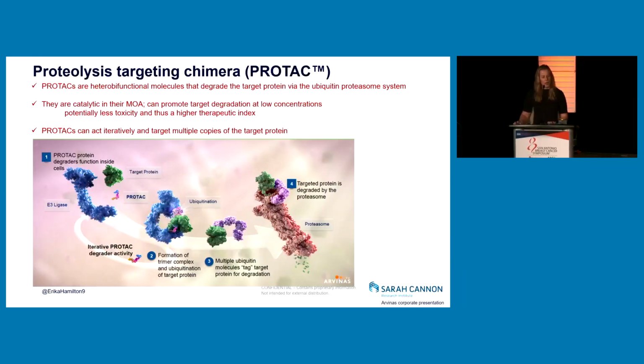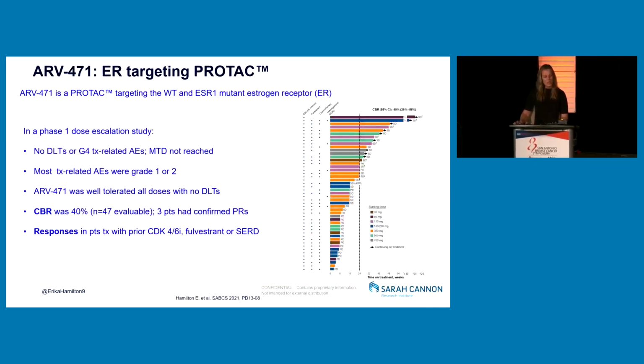This is our PROTAC, or proteolysis targeting chimera. We have our little rainbow molecule that binds our green blob, which is our target protein, the estrogen receptor here. This recruits in E3 ligase and ultimately ubiquitinates the molecule. Proteasome comes in and gobbles it up and spits it out. So this was our phase 1 data from ARV-471, the PROTAC. Very well tolerated, had no dose-limiting toxicities. Clinical benefit rate was about 40%.